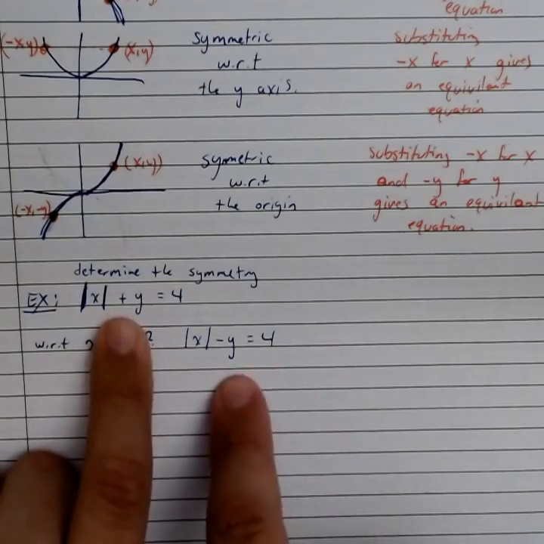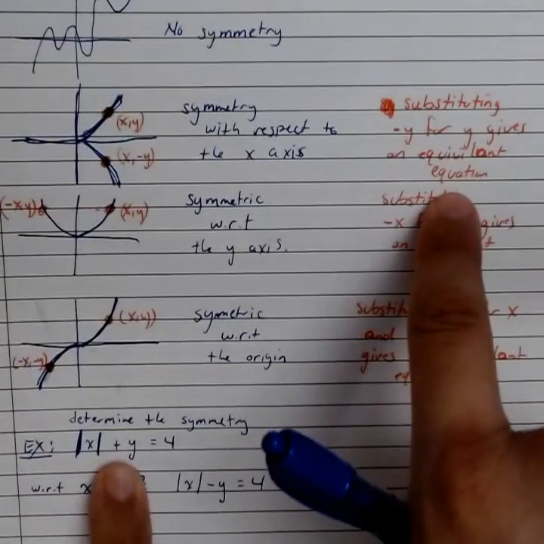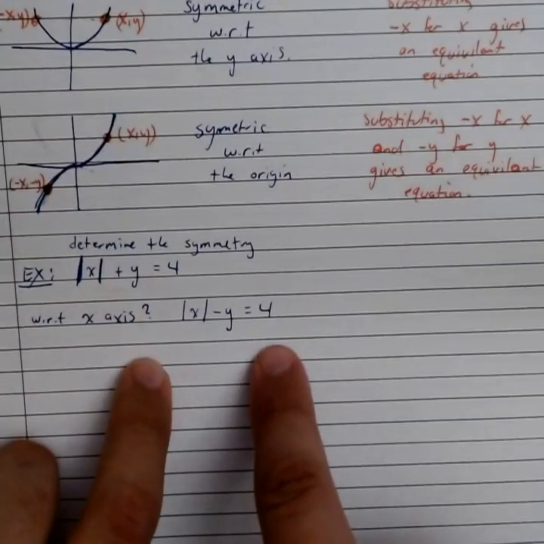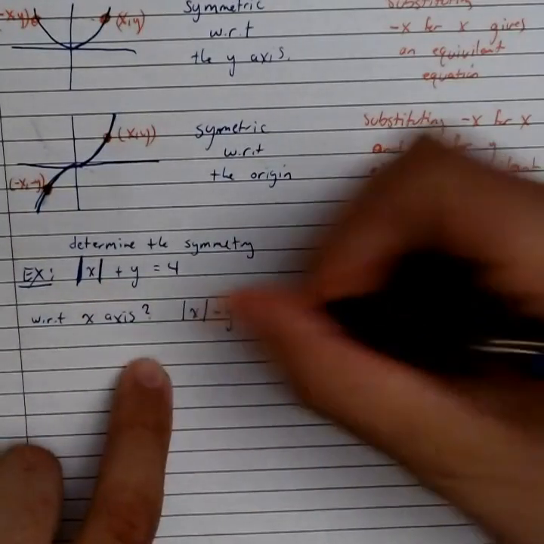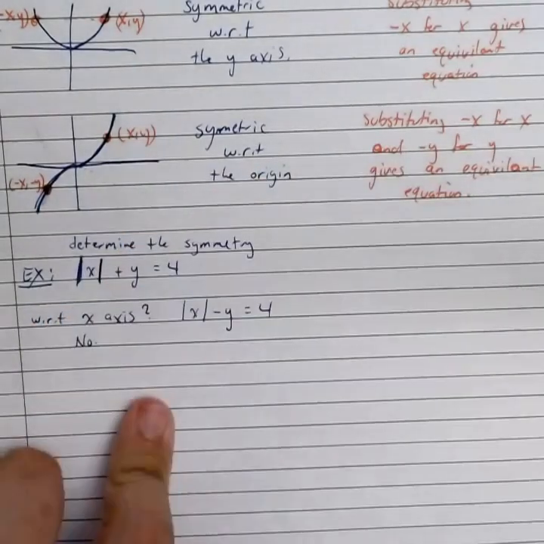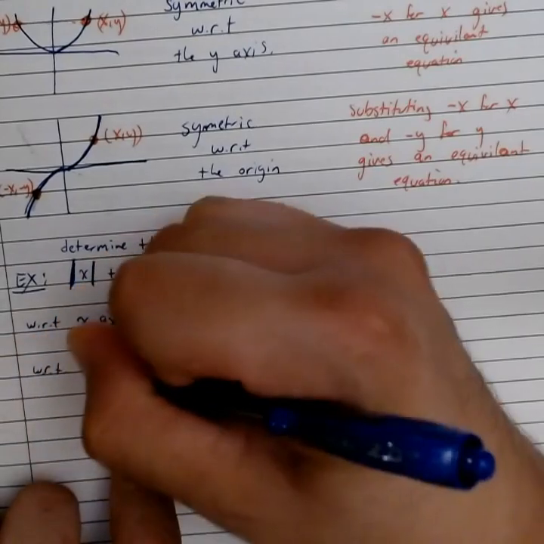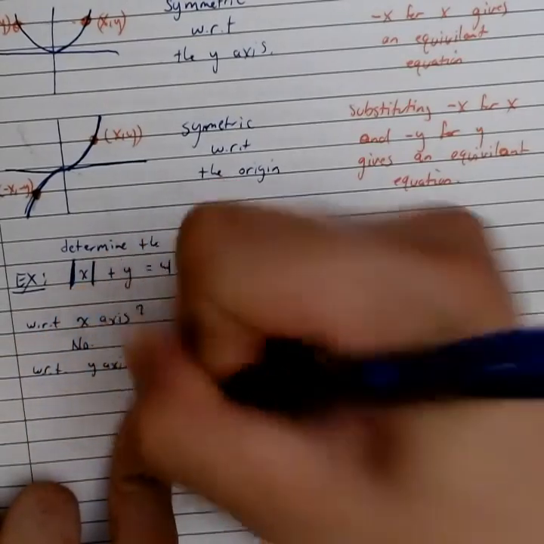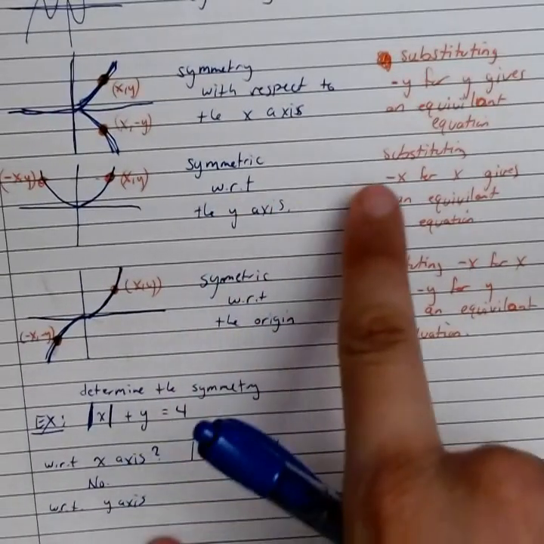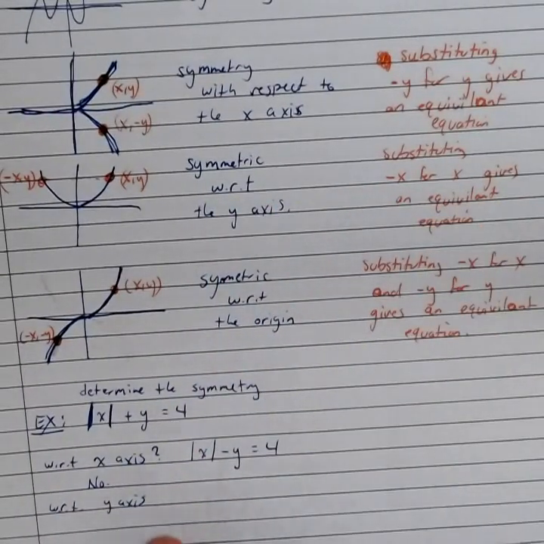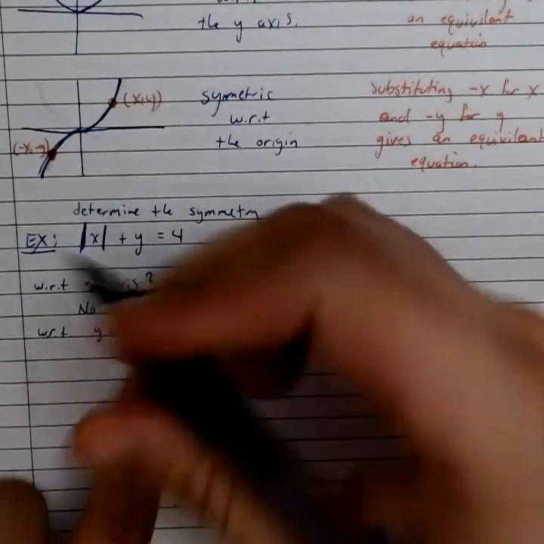So that means that here, it does not give you an equivalent equation. It's different. So here, no, you don't have symmetry with respect to the x-axis. All right, let's check symmetry with respect to the y-axis. If something is symmetric with respect to the y-axis, that means substituting minus x for x will give us an equivalent equation. All right, so let's do that.